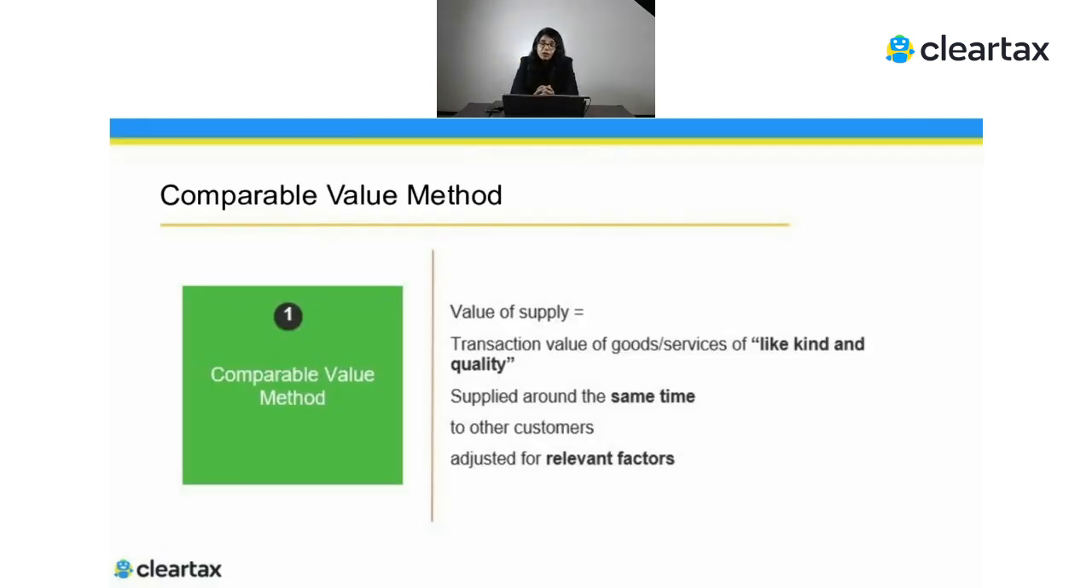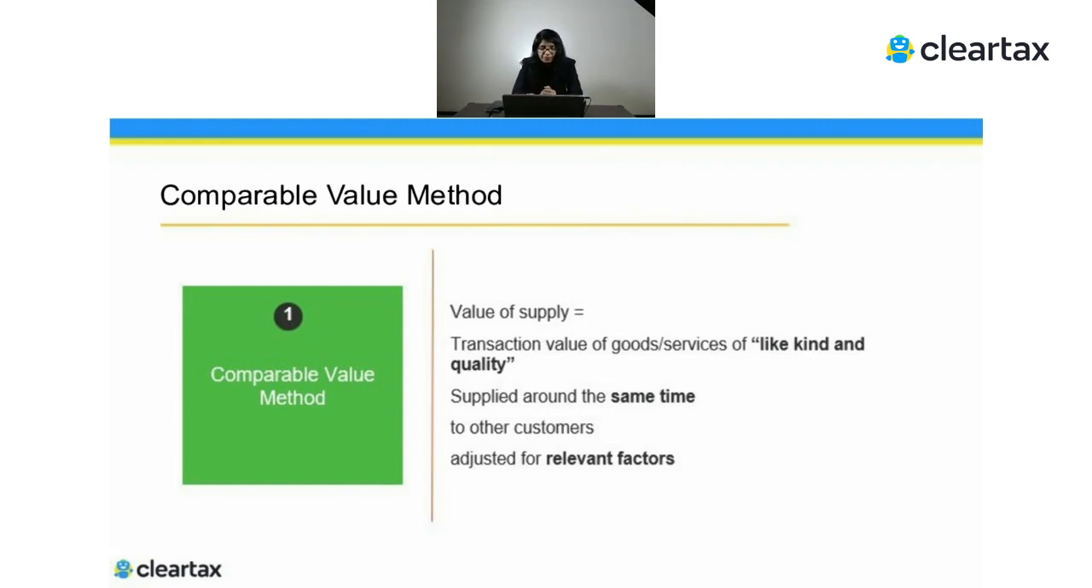Now another important point: while we were discussing the rules, we also discussed the same kind or quality. What does that mean? It's generally a comparable value method. So whenever we say the same kind or quality, it means the transaction value of the goods or services of like kind and quality supplied around the same time to another customer, adjusted for some relevant factors.